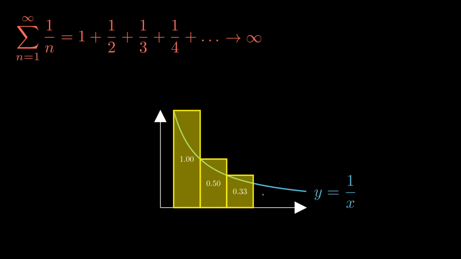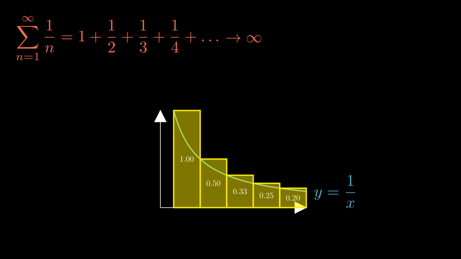Each of these rectangles has an area equal to a term in our series, starting at 1, then a half, then a third, and so on. The area of the infinitely many rectangles has the same value as the harmonic series, and visually it is easy to see that the area of the rectangles is larger than the area under the curve 1 over x.